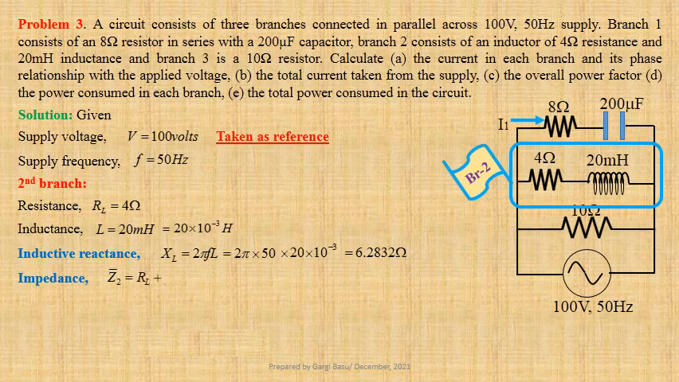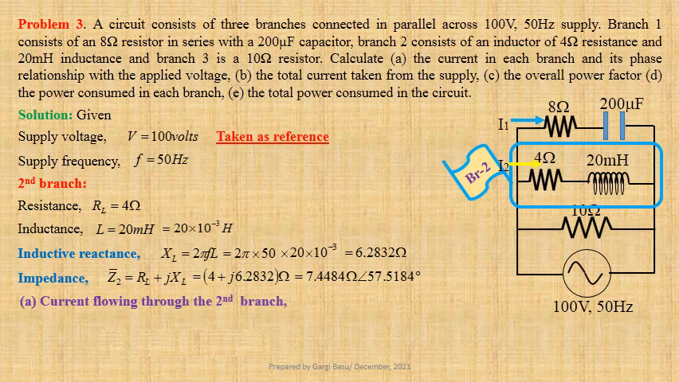Now we shall compute complex impedance of the second branch. Z2 equals RL plus jXL, that is equal to 4 plus j6.2832 ohm. This may be written in polar form as 7.4484 ohm at an angle 57.5184 degree.